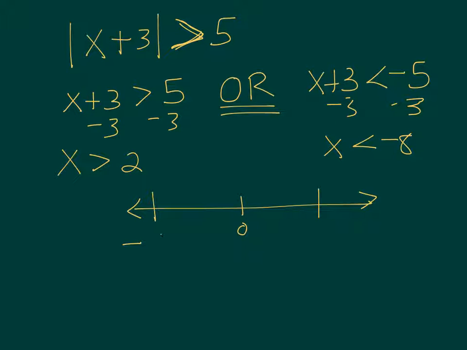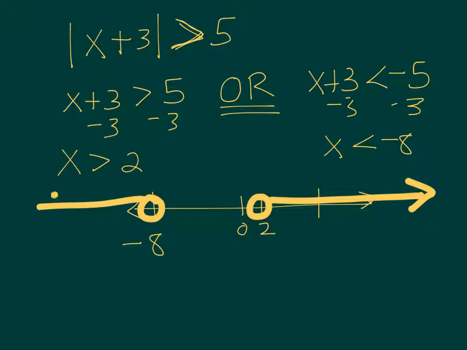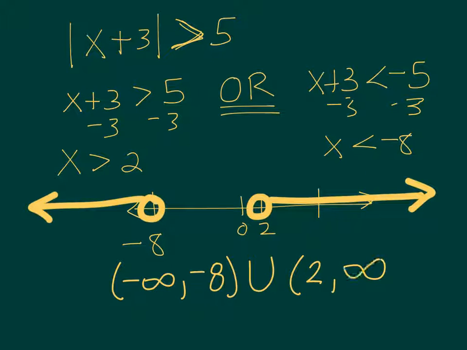So here we are at negative 8 and 2. We want to be greater than 2. And we want to be less than negative 8, open circles because we're not including them. And our interval, when we read this graph from left to right, is going to be negative infinity up to negative 8, union 2 to infinity.